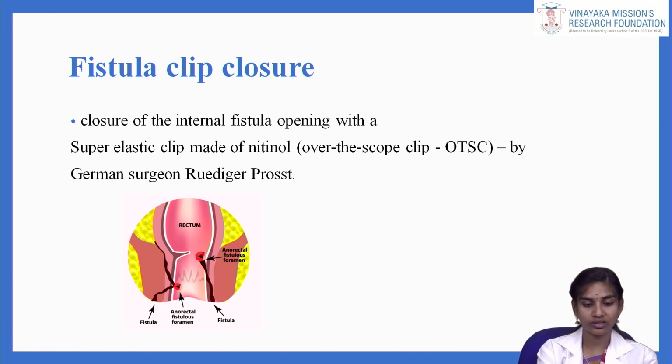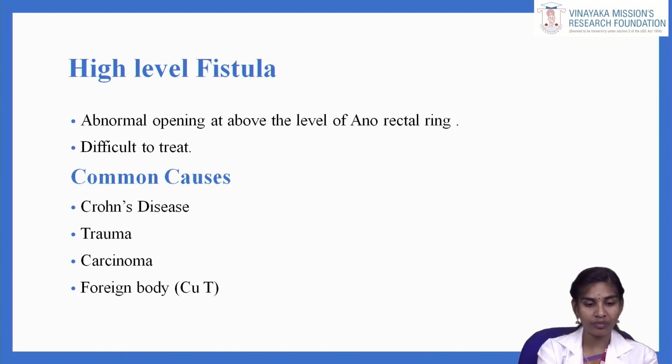High level fistula. It is an abnormal opening above the level of the anorectal ring. It is difficult to treat. Common causes are Crohn's disease, trauma, carcinoma and foreign bodies such as copper T.